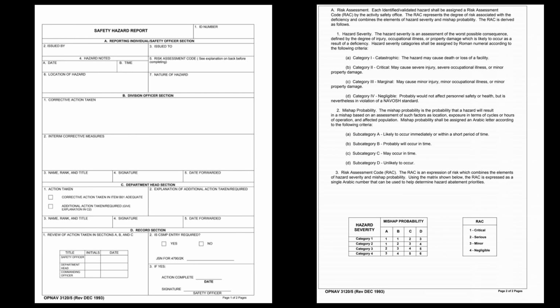All right, so real quick right here, I got a copy of your OPNAV 3120/5, your safety hazard report, which the safety officer would fill out if there are any identified hazards that they can't get corrected on the spot. And you can see it's got those RAC codes on the back of it, right? It takes the probability and it takes the severity. Right, and then it even lets you know critical, serious, minor, negligible, a little bit more detailed in the actual instruction than this form.